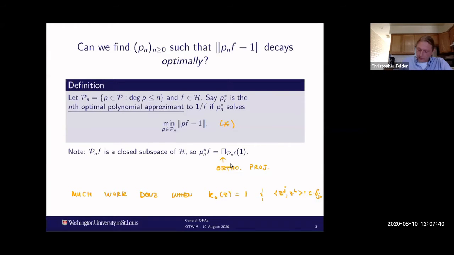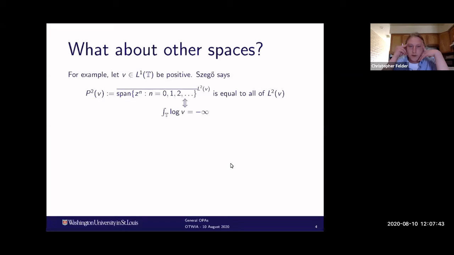So what about other spaces, right? What about spaces where we don't have the reproducing kernel at 0 equal to 1, or we don't have the monomials orthogonal? So, for example, let's take some weight V in L1 of the circle. A classical theorem of Szegő says that this space P2 of V, which is just the span of the analytic monomials closed up in L2 of the circle with respect to V, is equal to all of L2 of V if and only if the integral of log V is negative infinity.